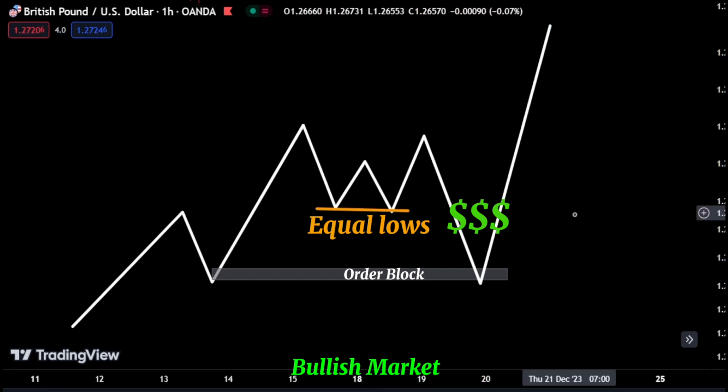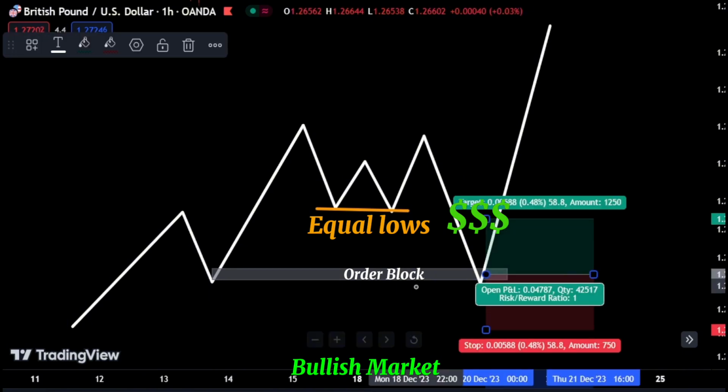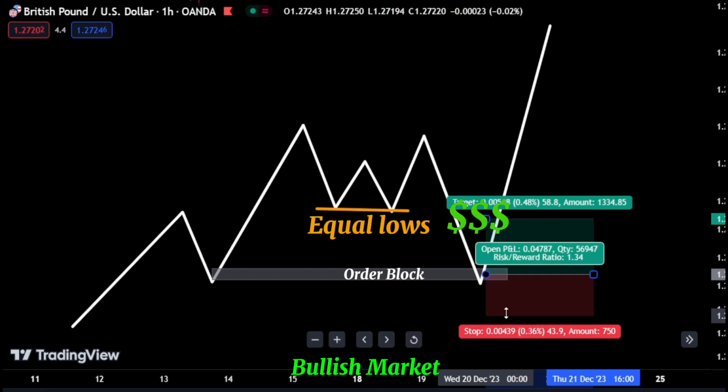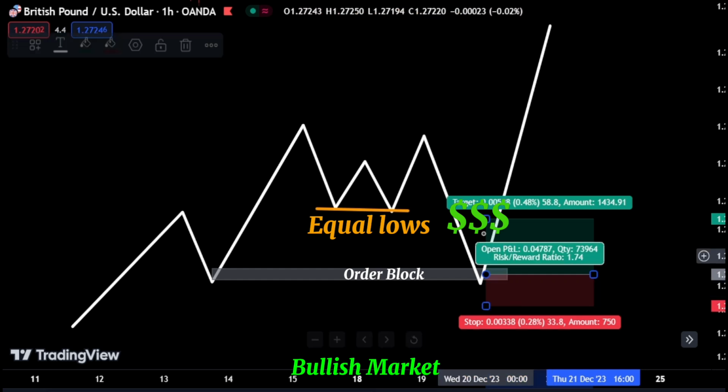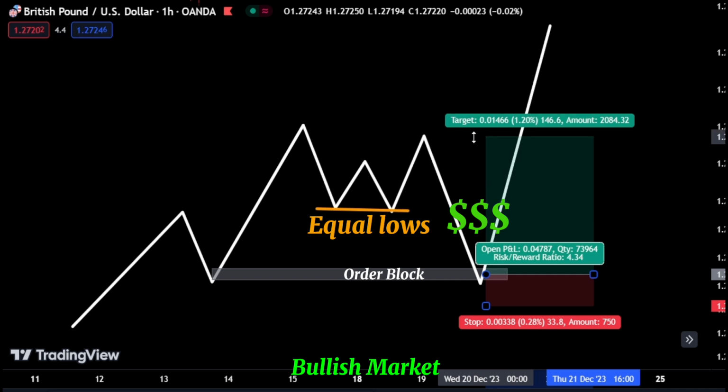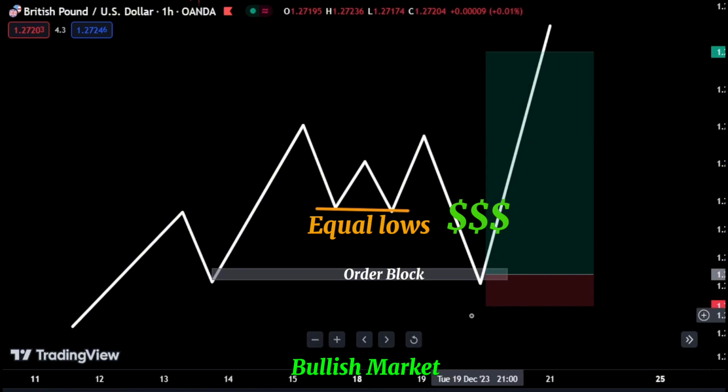So here is the area where we are going to be looking for our buys. At this point, we just take our buys here and then a stop loss just slightly below, and we can target this first high and this second high. That's a very good risk to reward ratio trade. So that's what we should be looking for.